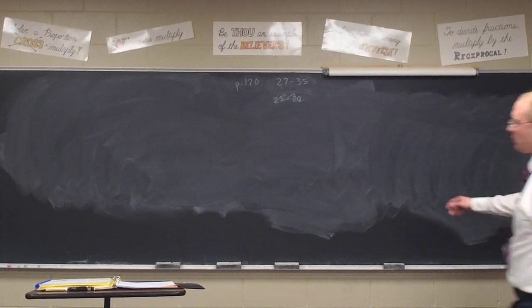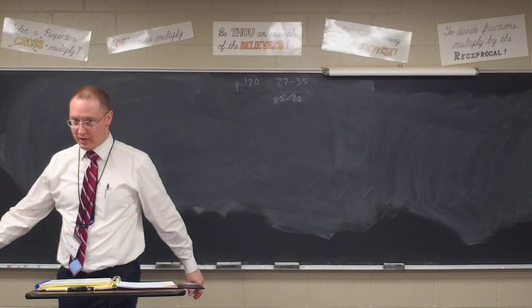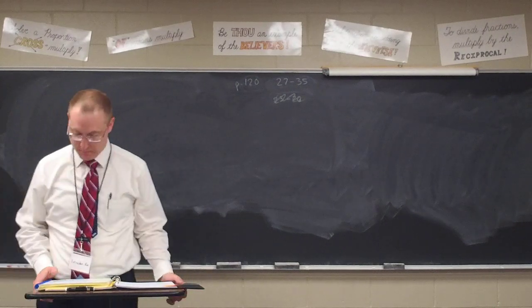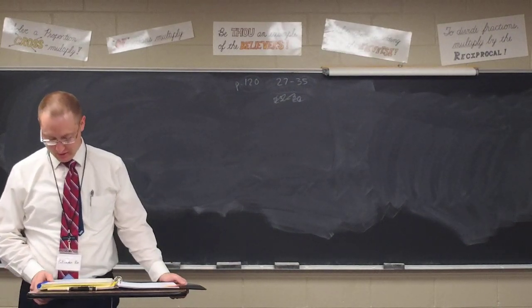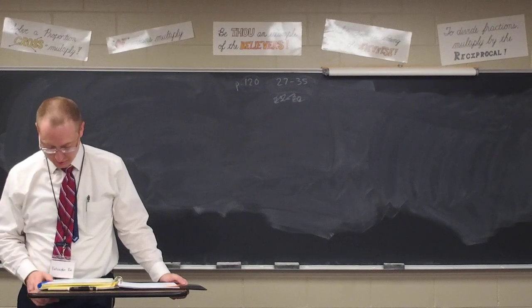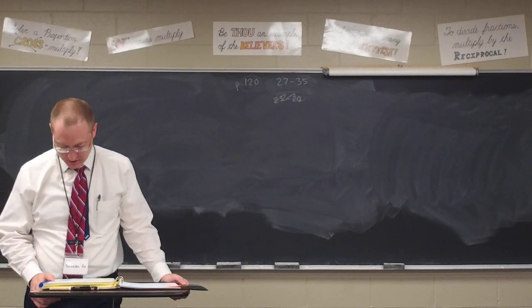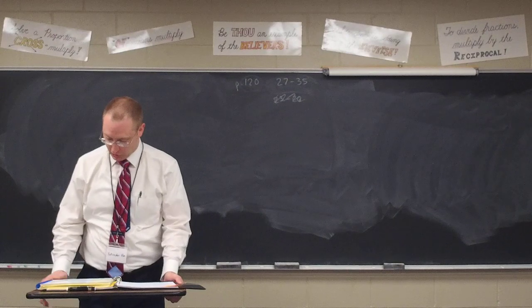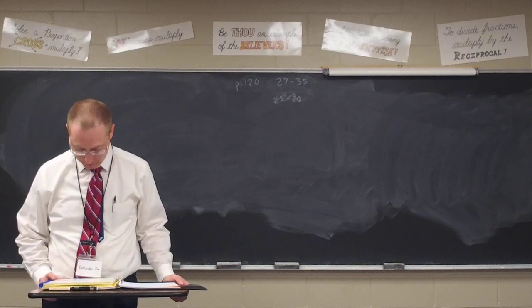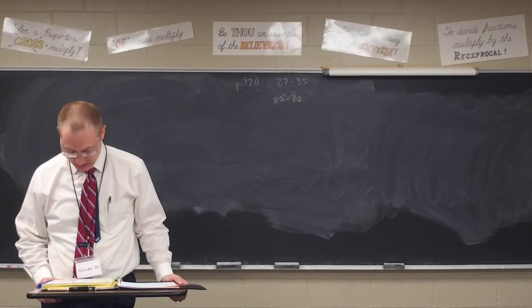All right, let's take a look. Number 27, and what'd you get for your answer, Jalen? One. Number 28, Corey? Negative 12, because we needed different signs. Number 29, Luciana? Negative 4, because we needed same signs. Number 30, Joel? Positive 9, because we needed different signs.